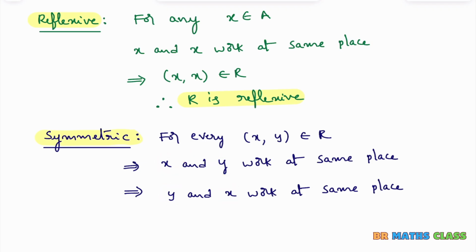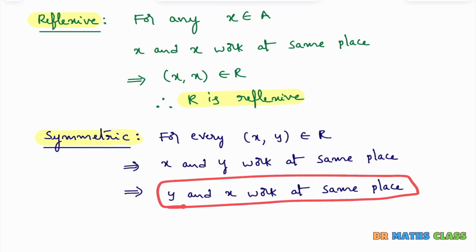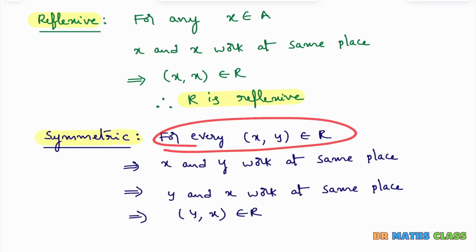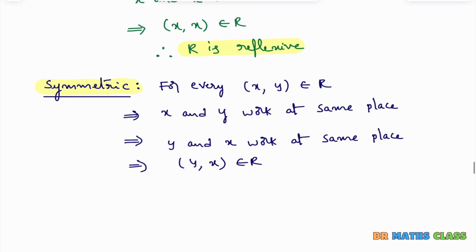Suppose two persons are there. A and B work at the same place. Can I say that B and A also work at the same place? Yes. If y and x work at the same place, then what can I write? I can write that the ordered pair (y, x) belongs to the relation. So what I got here: for every (x, y) in the relation, (y, x) also belongs to this relation. So I can write that this relation is symmetric. Therefore, the relation R is symmetric.